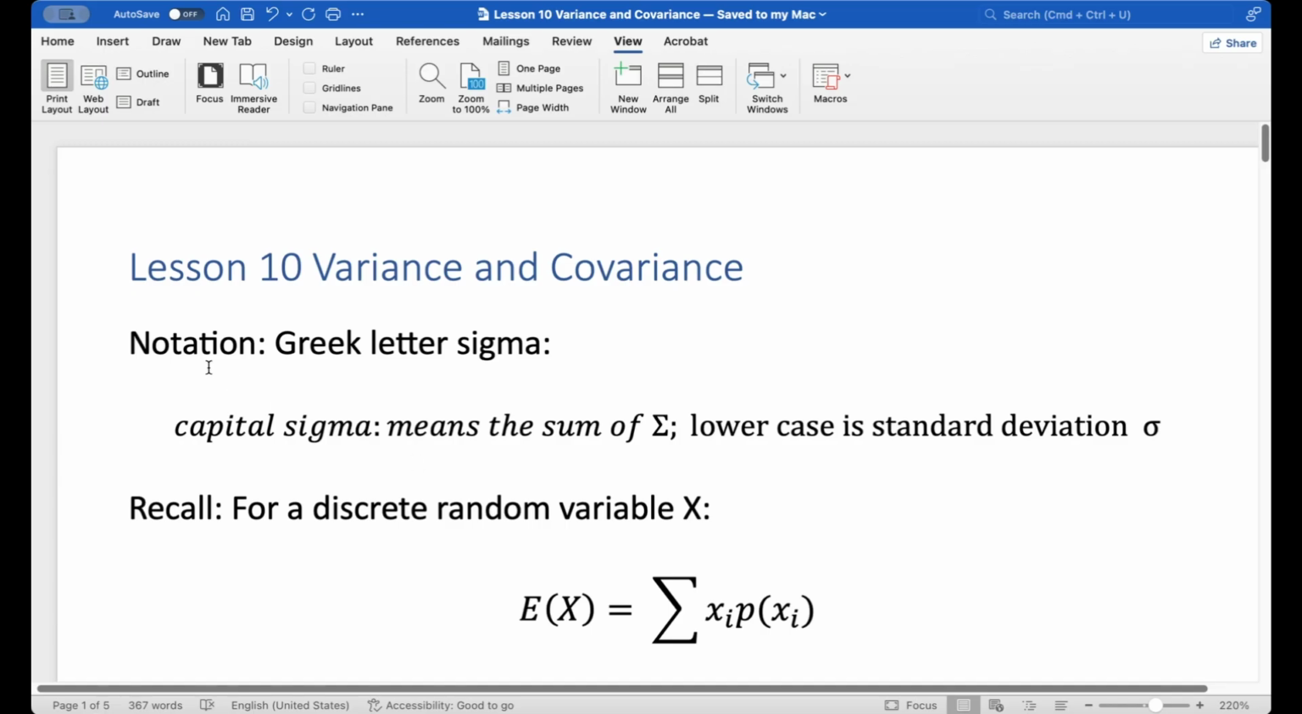Some notation here. The Greek letter sigma, the capital sigma, means the sum of, the summation symbol. The lowercase is going to represent standard deviation, which we're going to talk about a little bit later in this lesson.